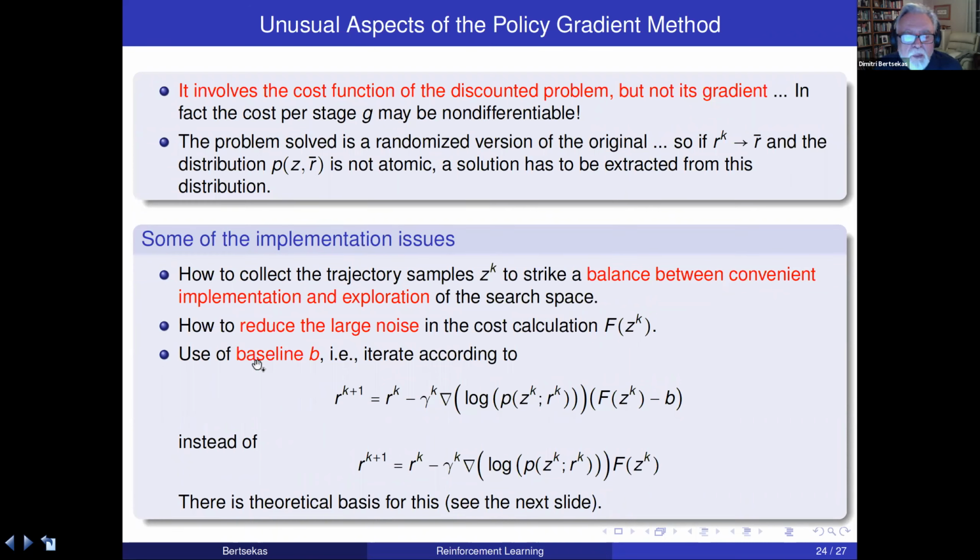So people have played with the use of baselines, which are constants that you subtract out of this f of z_k. There's a certain calculation that shows that the choice of b does not matter. These iterations are in some sense equivalent. However, there's a more general idea which subsumes this idea of baselines, and I want to describe it to you in the next slide.